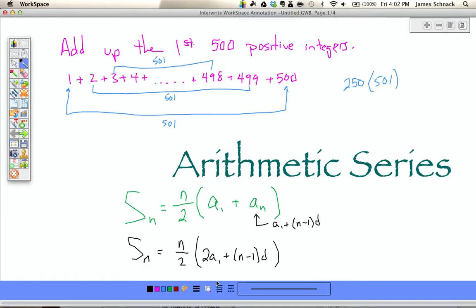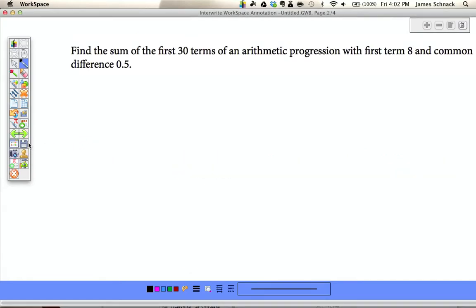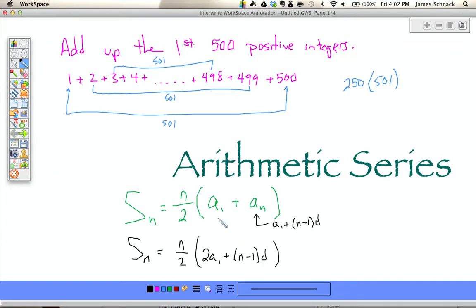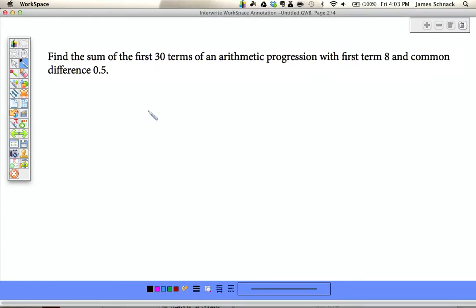So now that we've got the formulas out of the way, let's try and tackle a couple examples. So I want to find the sum of the first 30 terms, so n is 30, of an arithmetic progression with first term 8 and common difference of 0.5. Now, there's two ways that we could approach this. We could either use the green formula or the black formula. We know the first term and common difference. I could just drop it directly in here. I'm actually going to use the green one just to be different. I'm a different kind of guy.